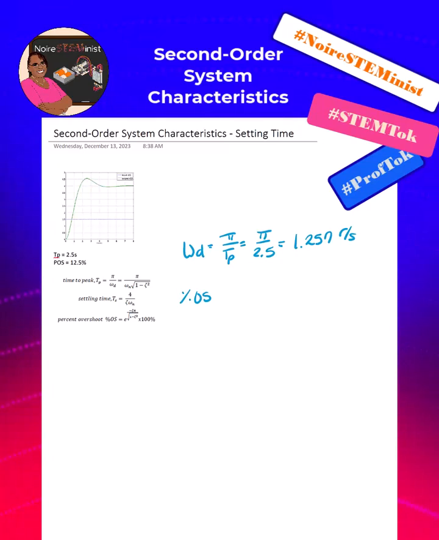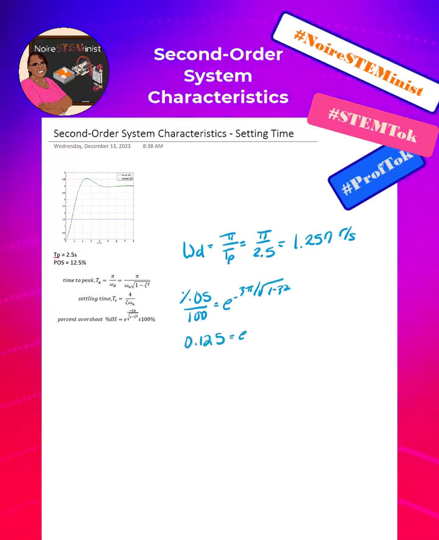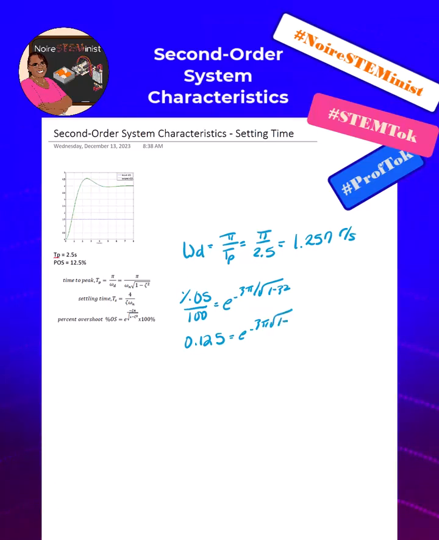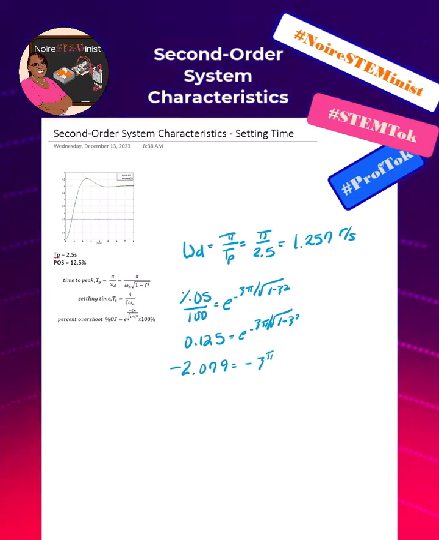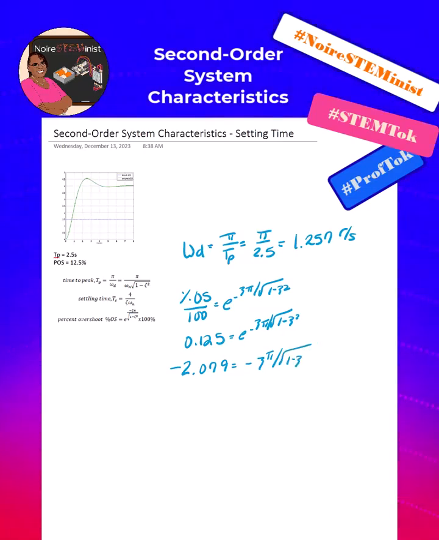Next, we're going to use the percent overshoot to find the damping ratio zeta. So the percent overshoot divided by 100 is equal to e to the negative zeta pi divided by the square root of 1 minus zeta squared. So 0.125 is equal to e to the negative zeta pi divided by the square root of 1 minus zeta squared. So in the next step, we're going to take the natural log in order to get rid of the exponential. So we'll have negative 2.079 equals negative zeta pi divided by the square root of 1 minus zeta squared.